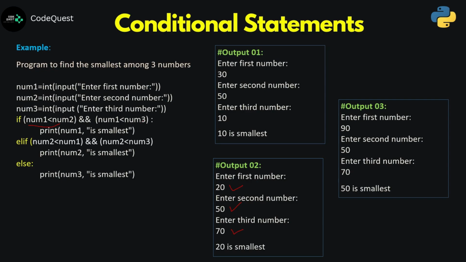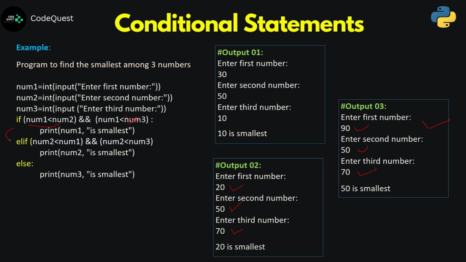Similarly, the third output, where we have taken num1 as 90, num2 as 50 and num3 as 70. Once again, num1 less than num2, 90 less than 50, is false. Hence this condition is not tested at all.